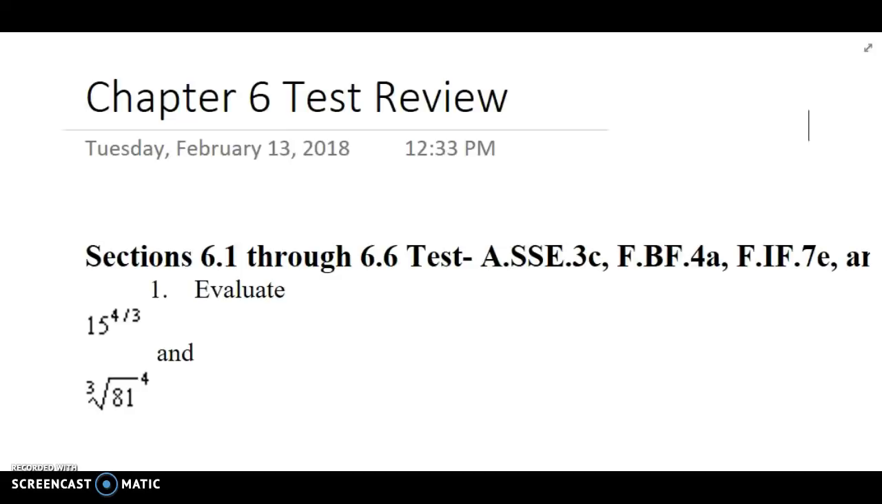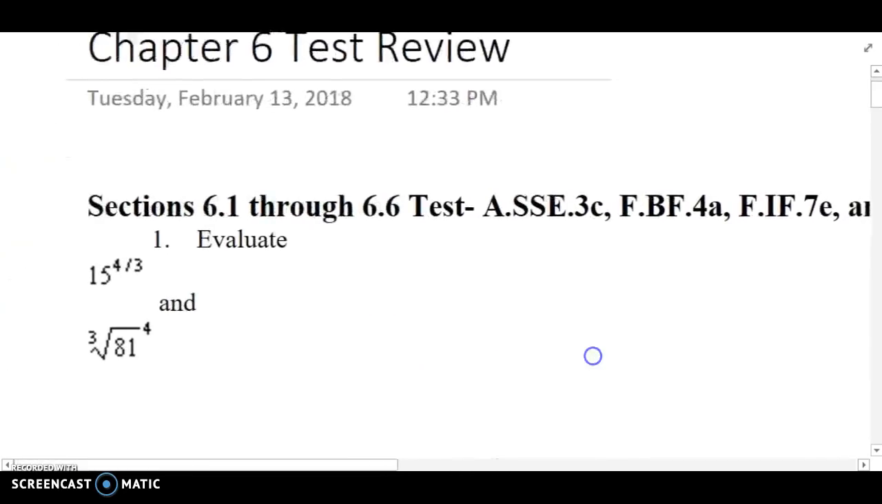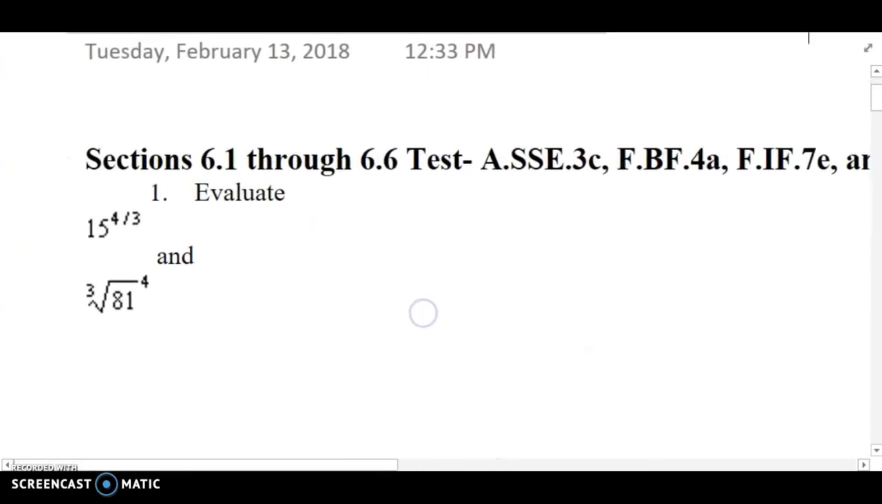Alright, so we're going to go through all the questions that you're going to see on the test. There are a total of 4 standards on there. You can look these up online if you want to know what those are, but if you don't, that's fine.